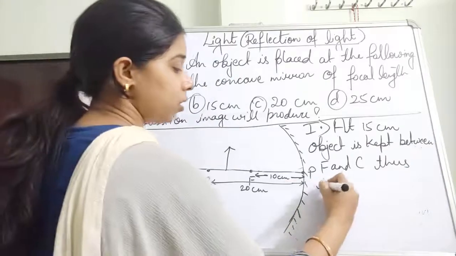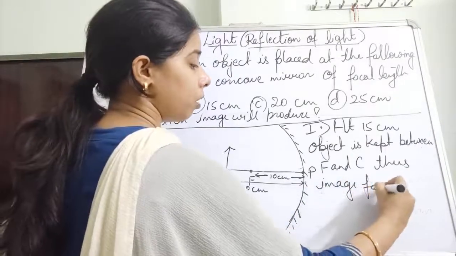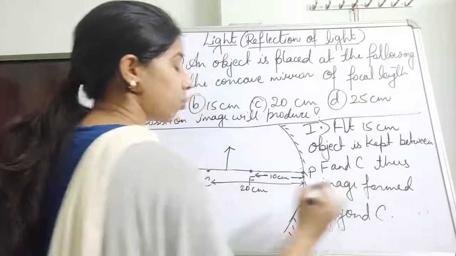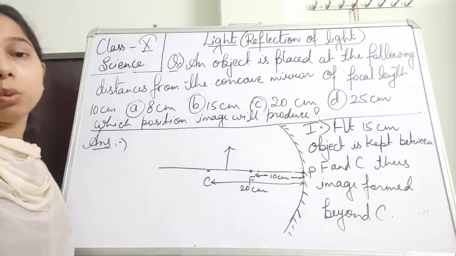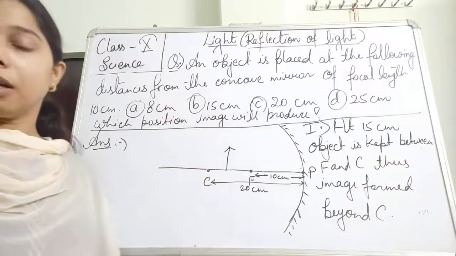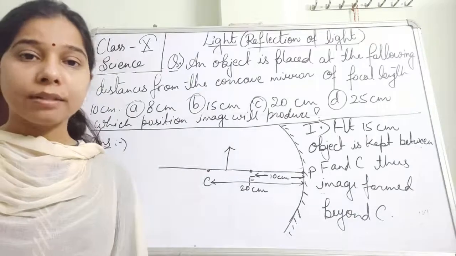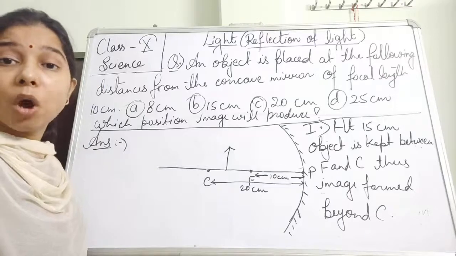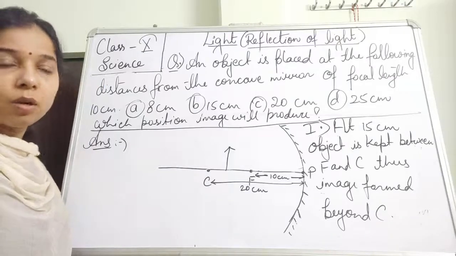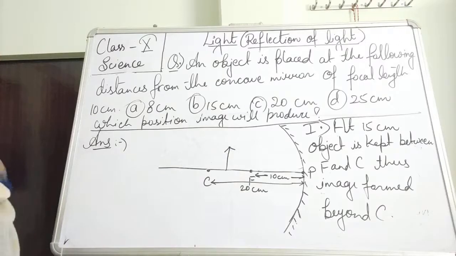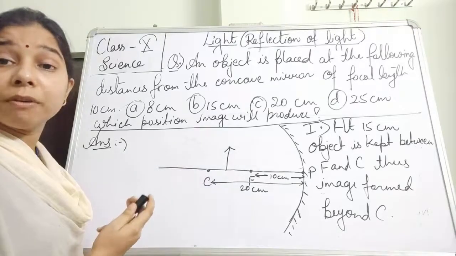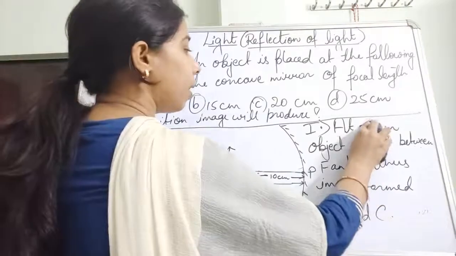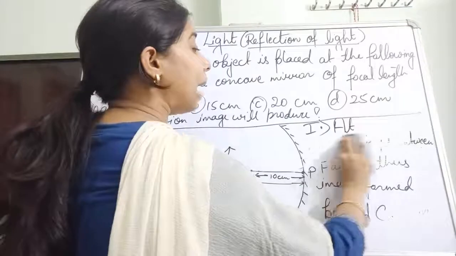Thus the image is formed beyond C. So what kind of image will be formed here, students? We know that if the object is kept between the focus and the center of curvature, the image will be formed beyond the center of curvature, somewhere more than 20 centimeter. Next, what happens when we keep the object at 20 centimeter?